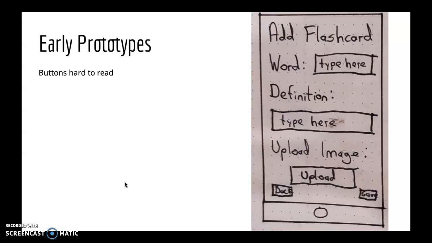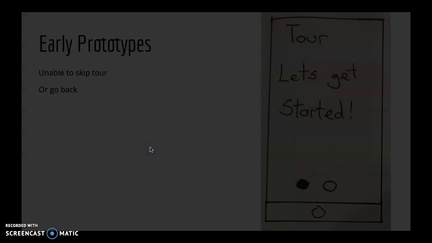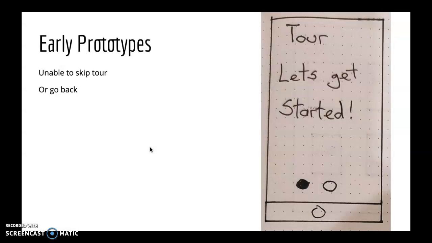Okay, so there were some failures with this early prototype. Firstly, some buttons like the back and the save button, you can see here circled, they were hard to read, maybe also a bit small. One of our users wanted to skip past the tour, was unable to, and they also wanted to go back, but was unable to do that also.